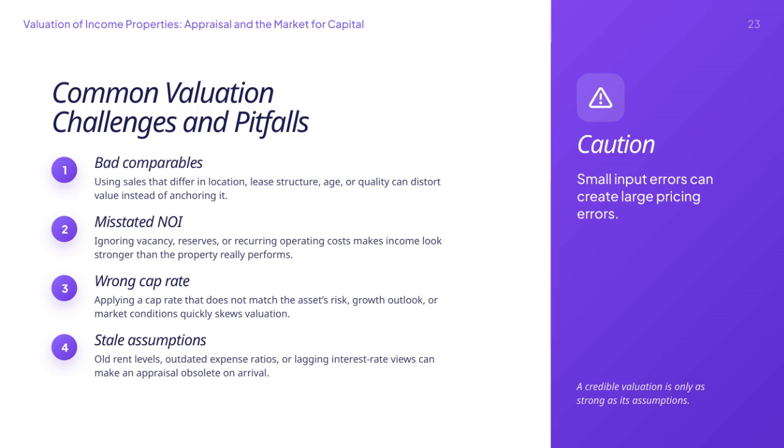Choosing the wrong capitalization rate is also critical. Applying a cap rate that doesn't align with the asset's risk profile, growth potential, or current market conditions can quickly skew the valuation, resulting in either undervaluation or overvaluation. Additionally, relying on stale assumptions can make an appraisal outdated from the start. Using old rent levels, outdated expense ratios, or lagging views on interest rates can lead to inaccuracies that undermine the report's credibility. It's important to remember that even small errors in these inputs can cause large pricing discrepancies. Ultimately, a credible valuation is only as solid as the assumptions behind it. Keeping these pitfalls in mind helps ensure a more reliable and insightful appraisal.